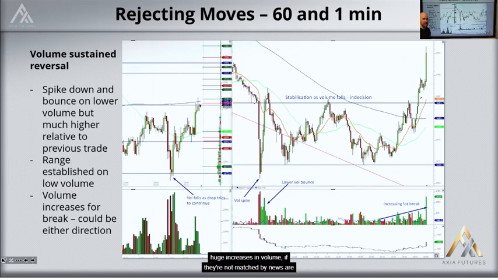Sudden, huge increases in volume, if they're not matched by news, are a good indication that you are seeing exhaustion, that you are seeing a rush or a panic of action. Good indication it's time to be giving up on the trade, or it's a time to start thinking this is perhaps the end of movement, at least short term.